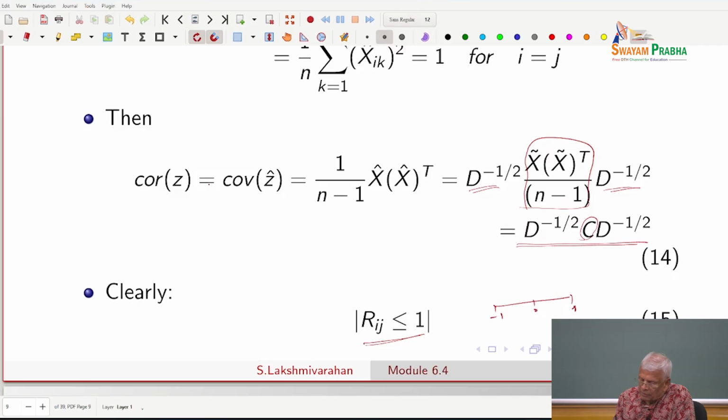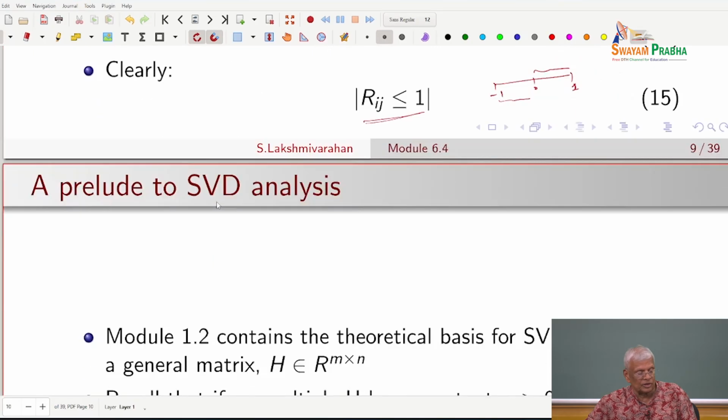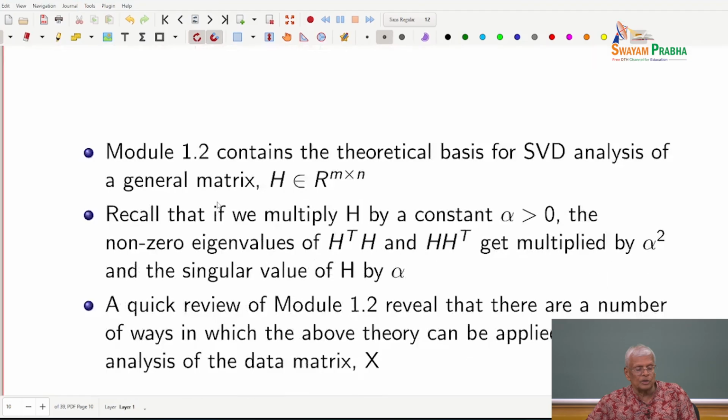-1, 0, +1. If it lies in this region, positively correlated. If it lies in this region, negatively correlated. If the correlation is 0, they are uncorrelated. If the correlation is +1, it is totally positively correlated. If the correlation is -1, it is totally negatively correlated. Two positively correlated quantities increase together. Two negatively correlated quantities, you expect them to decrease together. So this ability to predict one quantity knowing the correlation with the other is fundamental to prediction in empirical processes. So what is the prelude to SVD analysis?